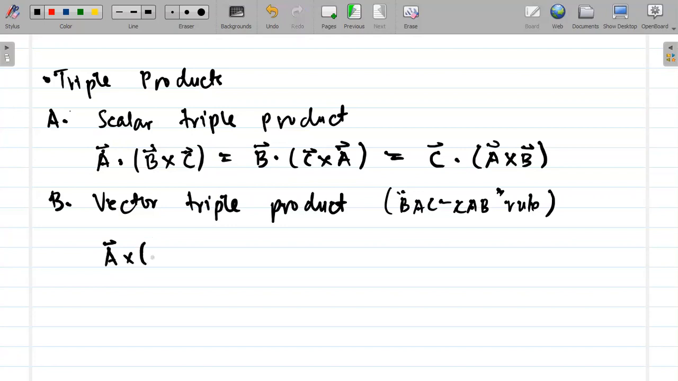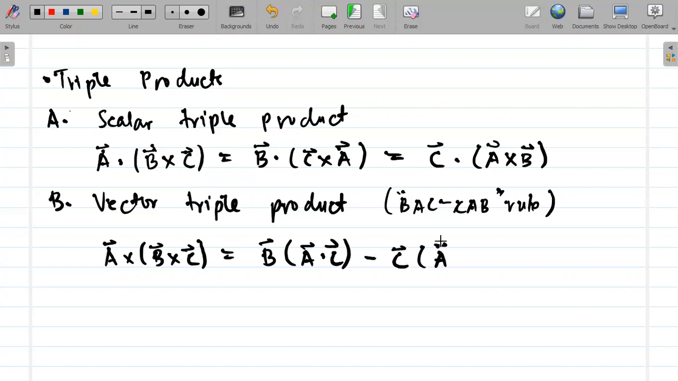So, here, A cross B cross C. So, vector na yan. That is B multiplied by A dot C minus C multiplied by A dot B. So, kaya siya back-cab rule kasi BAC minus CAB. Yun yung ating vector triple product. So, class, nire-review ko lang kayo nung mga past na lectures nyo sa Physics 111. So, 111 to. Itong vector calculus or Math 85.